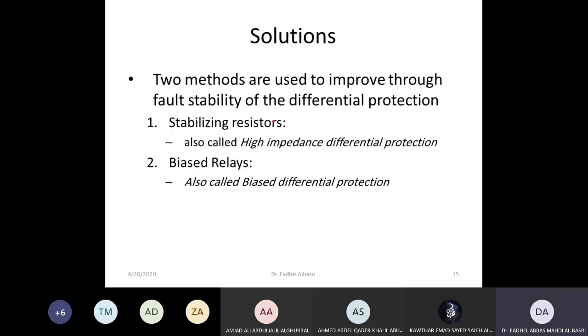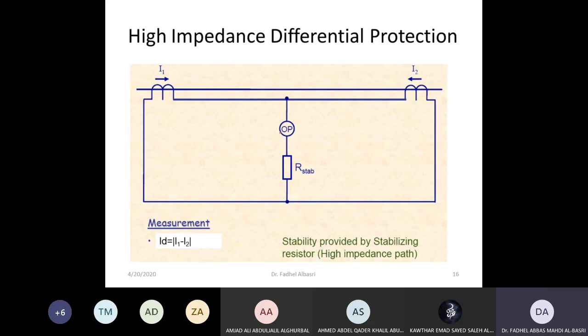So what are the solutions? We have two solutions to these issues. One of them we call high impedance differential protection, by adding a stabilizing resistance. The second is the bias differential protection, and that's by increasing the setting as the current magnitude increases. So I'll just show the two solutions today, inshallah. Later, inshallah, I'll show you examples.